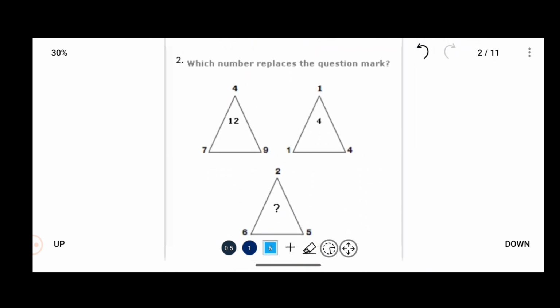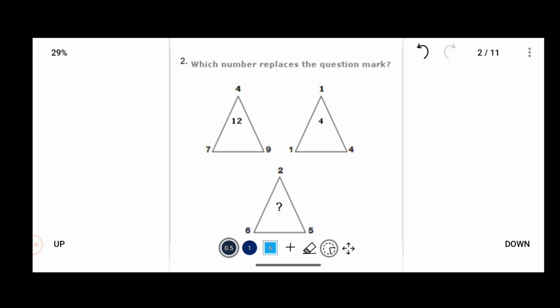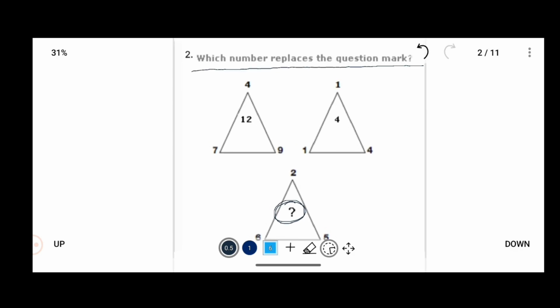So here the question is, which number replaces the question mark? So you have to identify which number will replace this question mark. So just pause the video and try to solve this by yourself, and then we can just start it, right? Okay, so I hope that you would have solved this puzzle, and let's see what the solution will be. See, the solution is very simple.